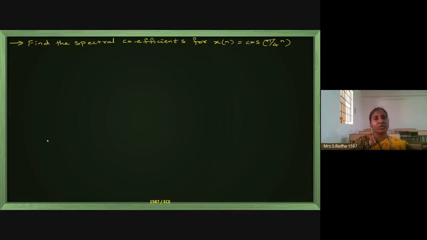Now I'm going to the first problem. Find the spectral coefficients for x of n equal to cos pi by 4 into n. You have to compare this with the standard form cos omega n, and the omega value is pi by 4 here.